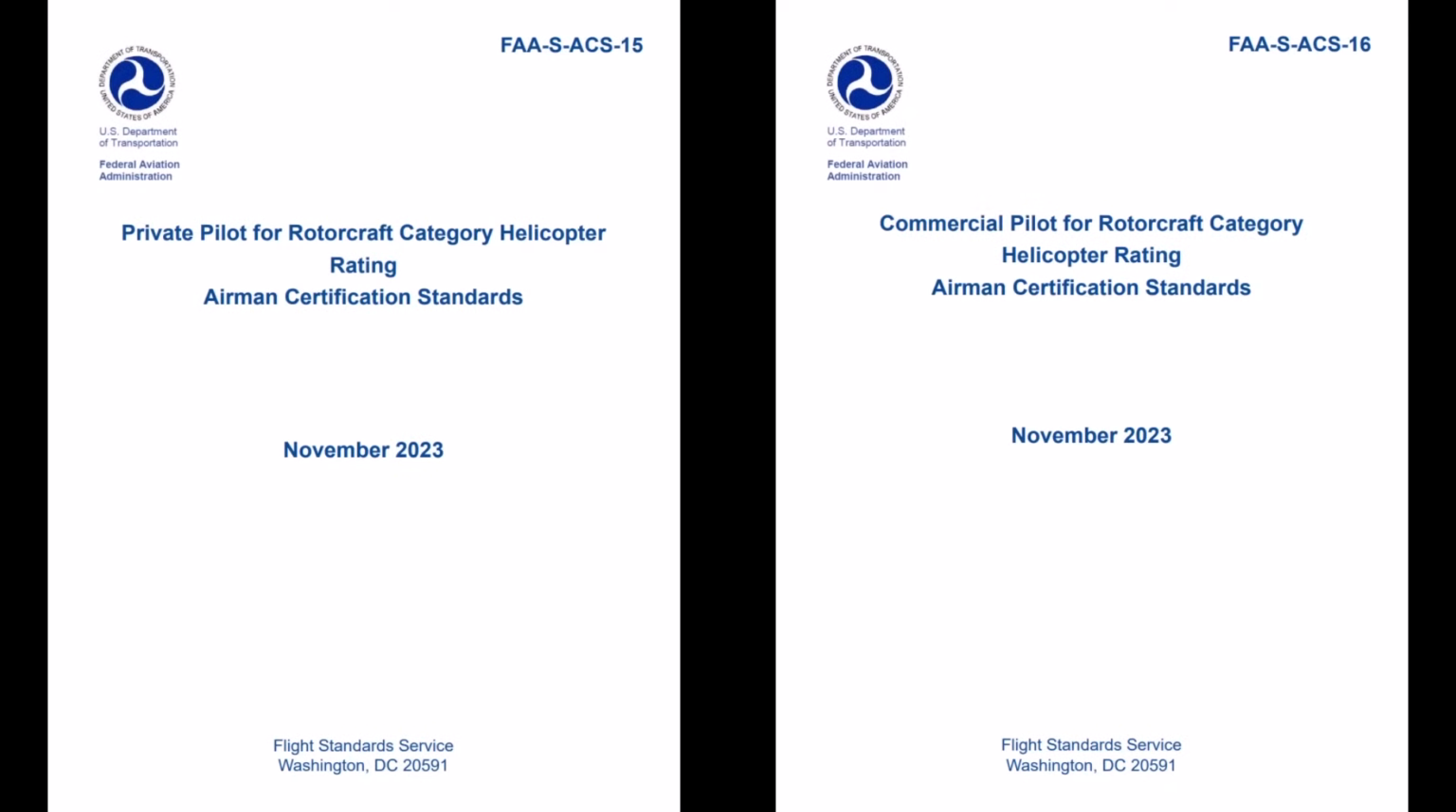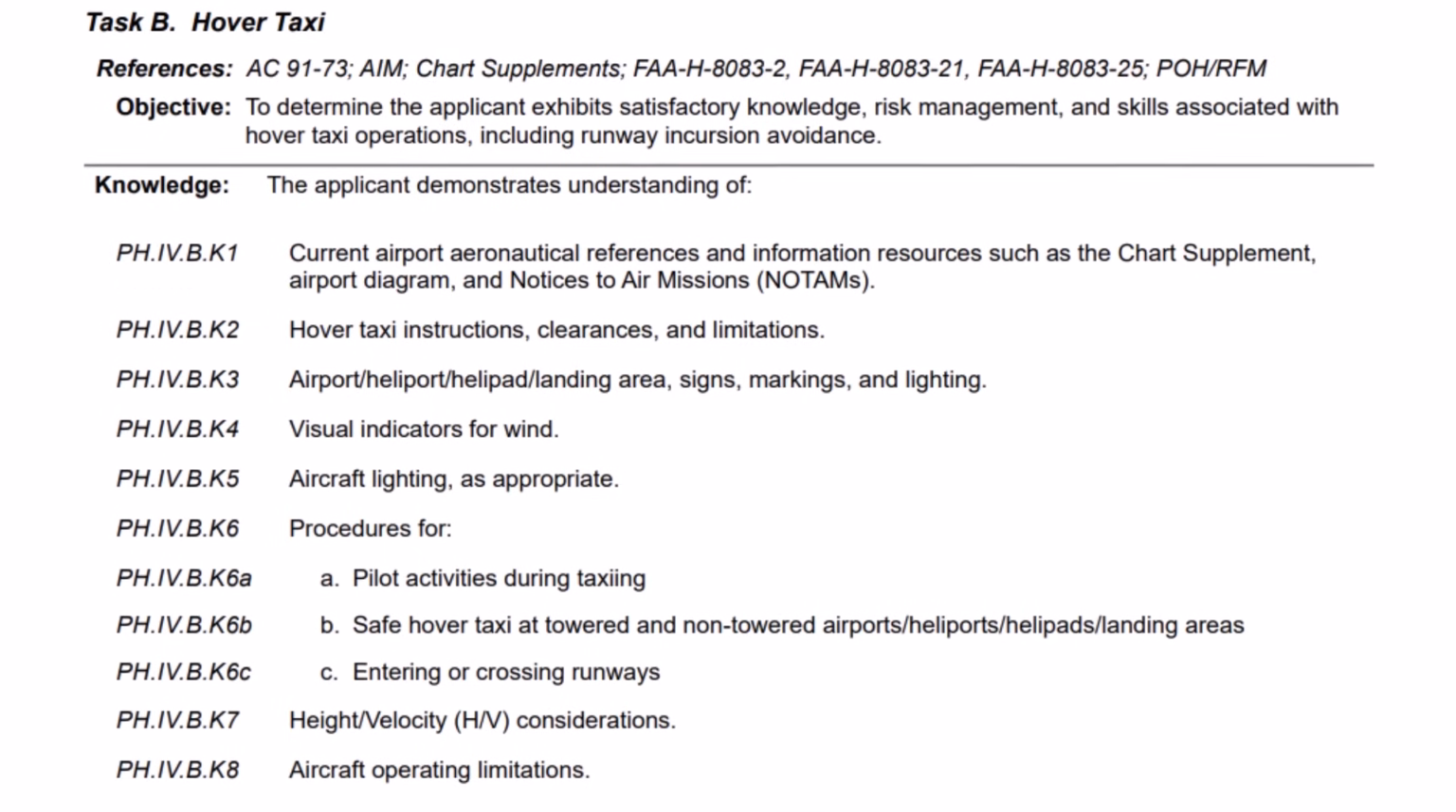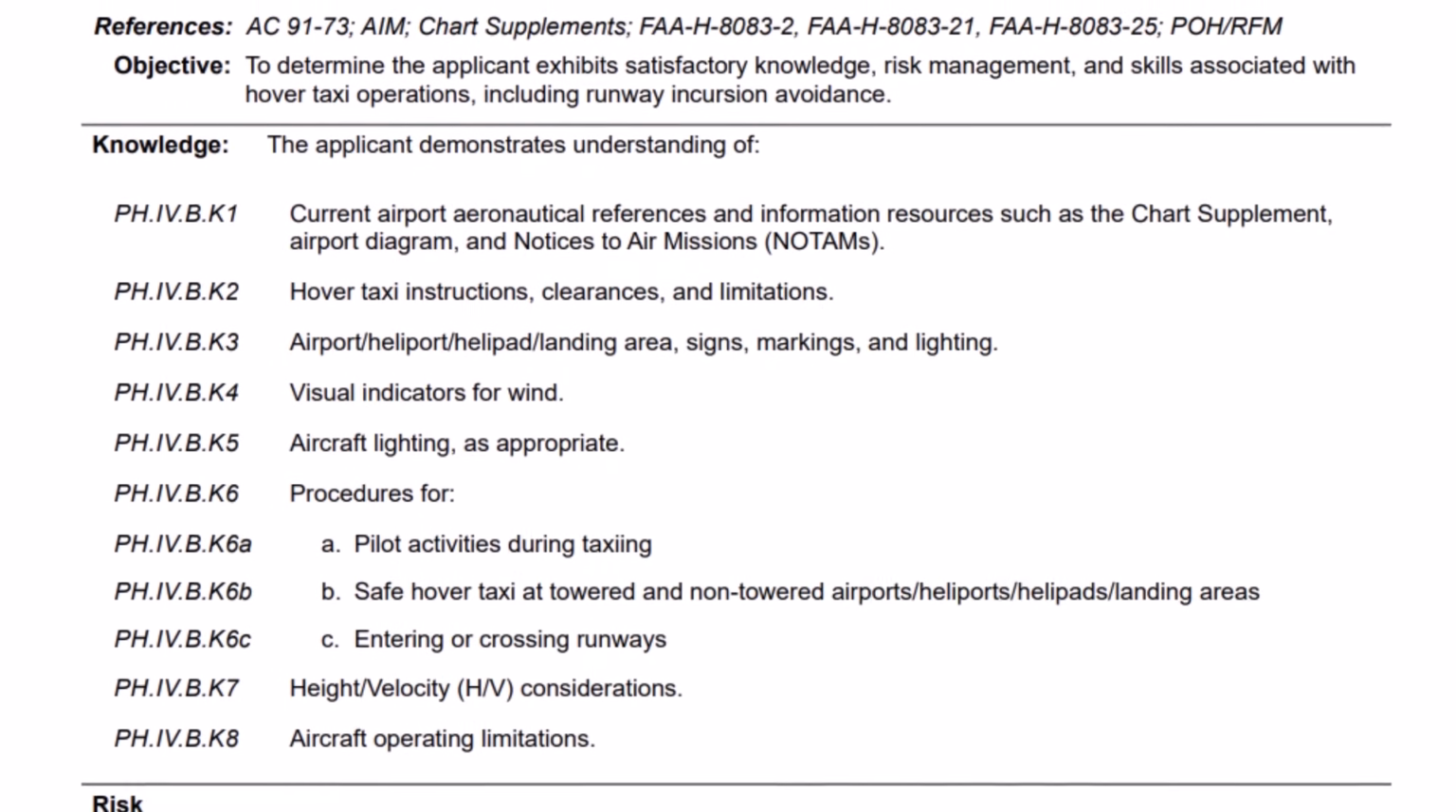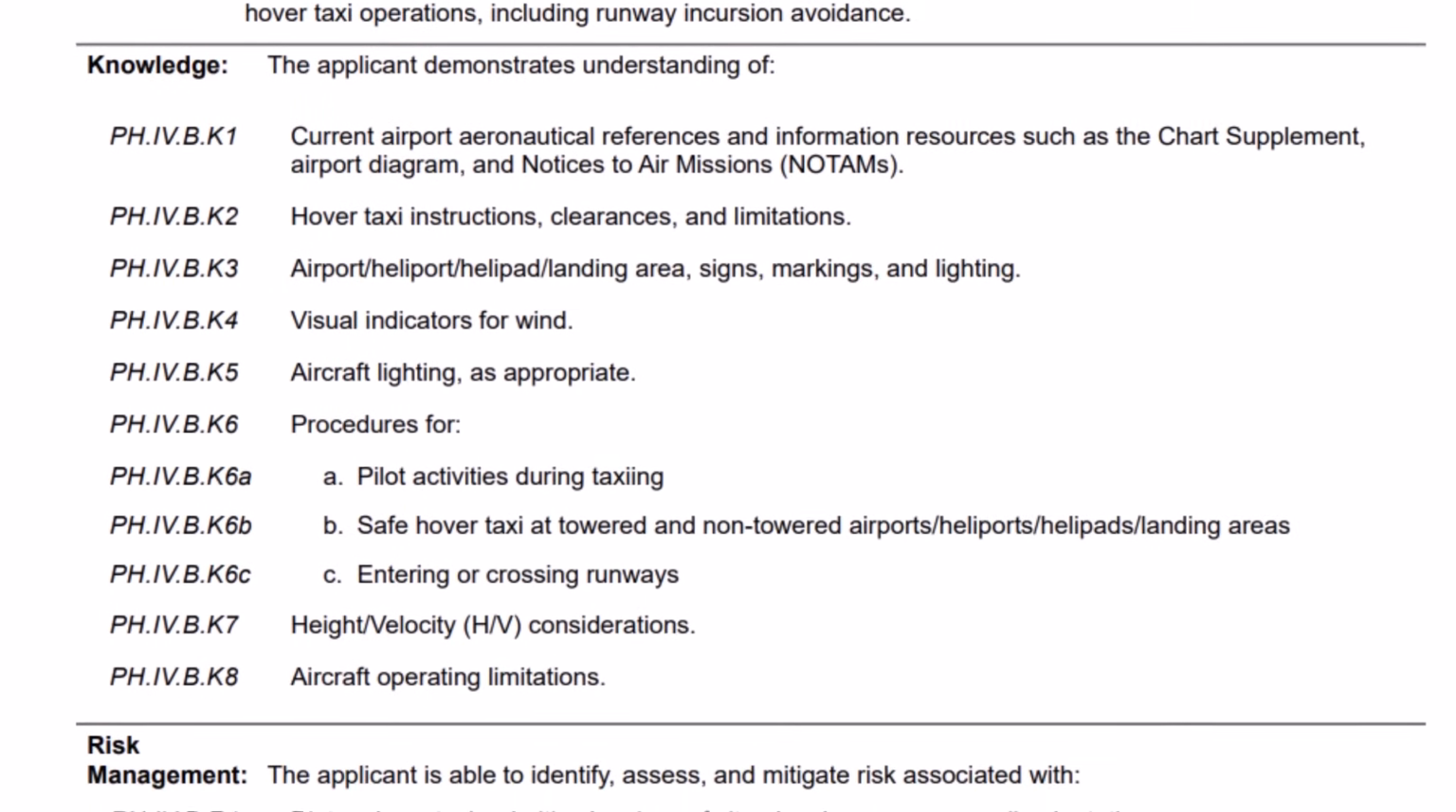The current FAA private pilot and commercial pilot ACS, or Airman Certification Standard, both require hovering tasks, but the level of precision or control required is obviously slightly higher for the commercial certificate. We're going to ignore most of the knowledge items and focus on the actual hovering skills required for the assessment.